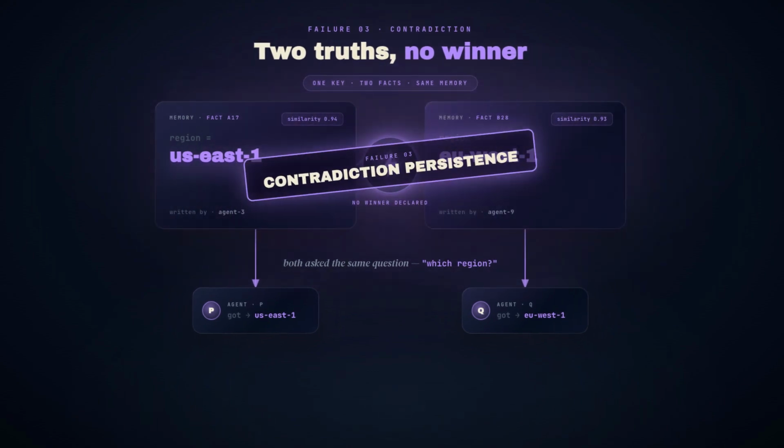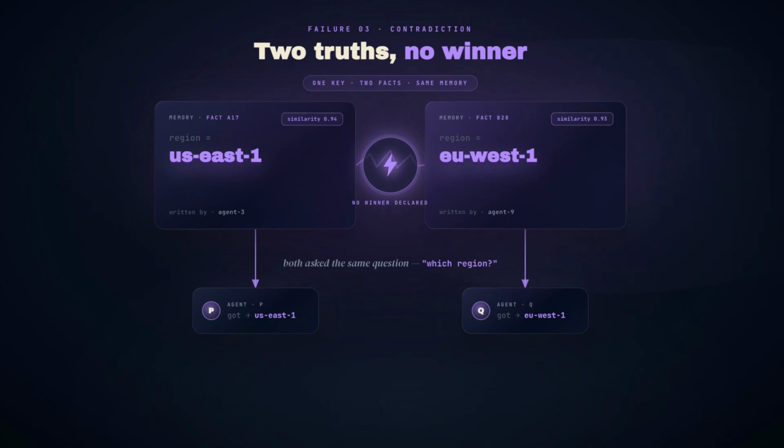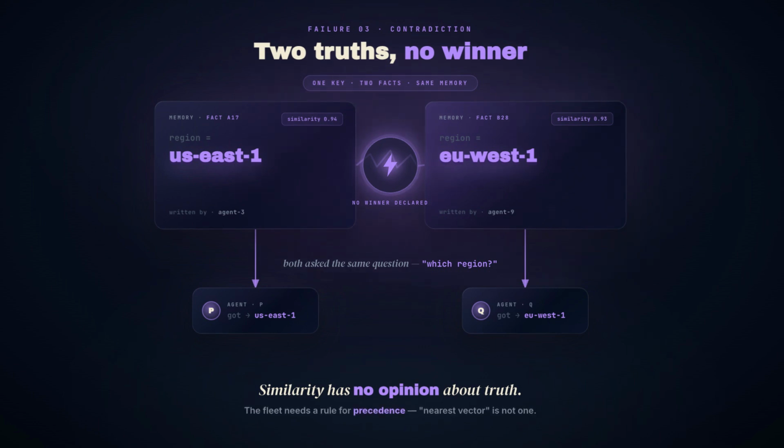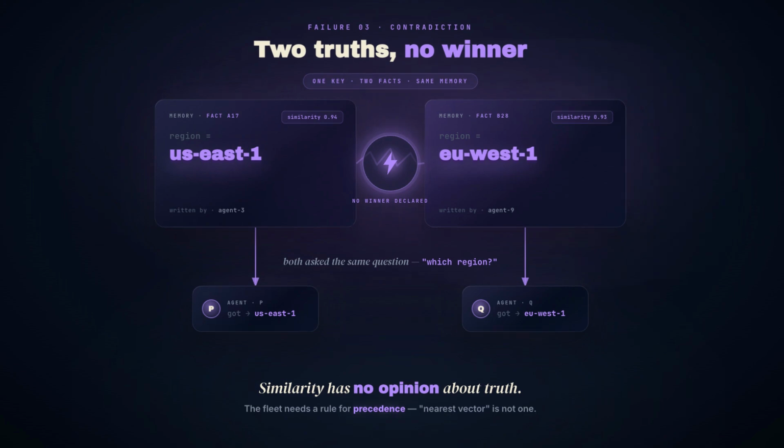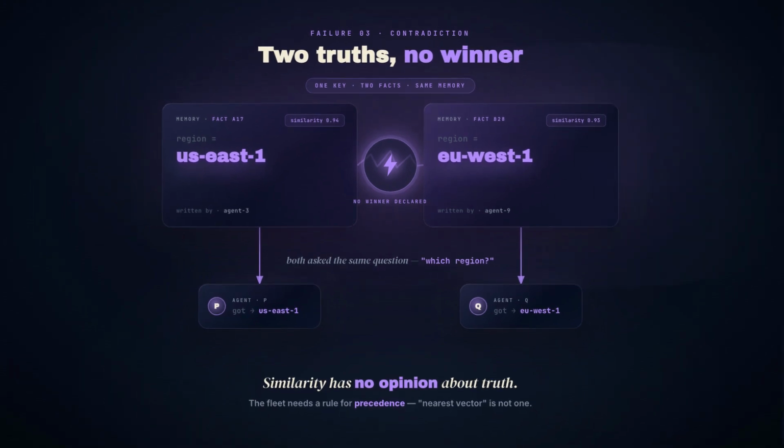That's contradiction persistence. A vector store will happily hand back 2 opposite memories because similarity has no opinion about truth. The fleet needed a rule for precedence when facts collide, and nearest vector is not a rule for truth.